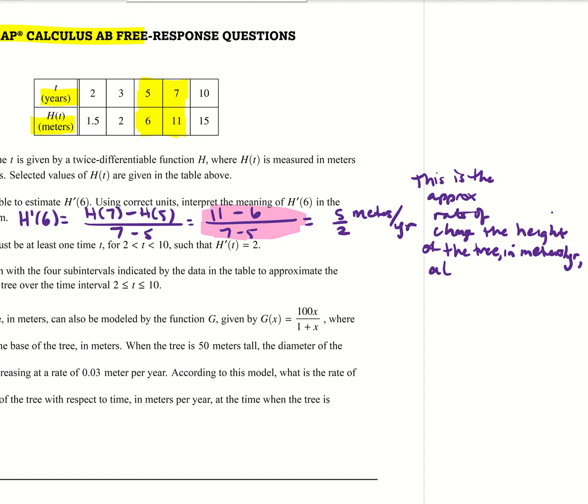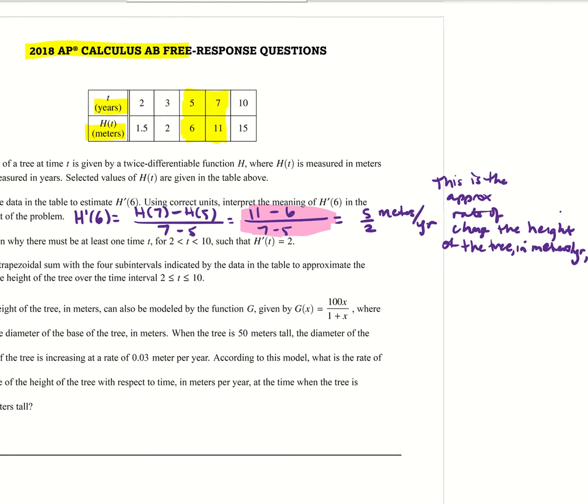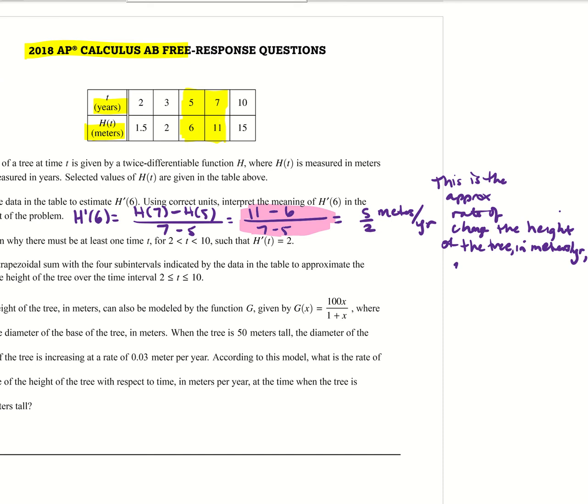And you have to say at what interval you're doing this, or what instant. We're approximating h prime of 6. So it's approximating the rate of change of the height at t equals 6 years. A lot of students won't put this part, and so they will miss some of the points for the guideline because they don't have that in there. That is something you want to pay attention to, that it really does need to be part of the response.